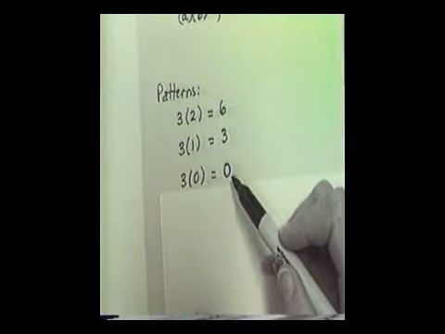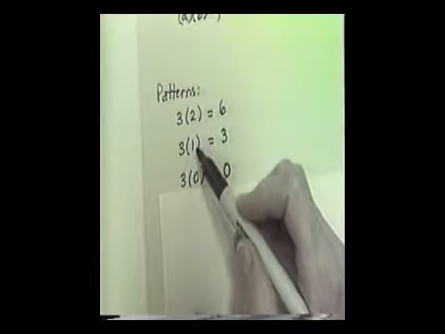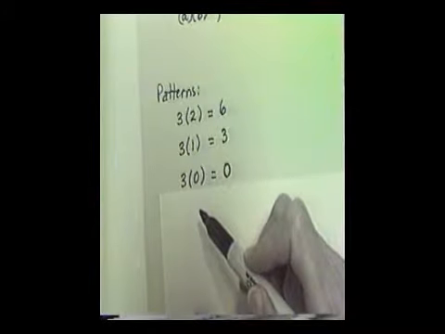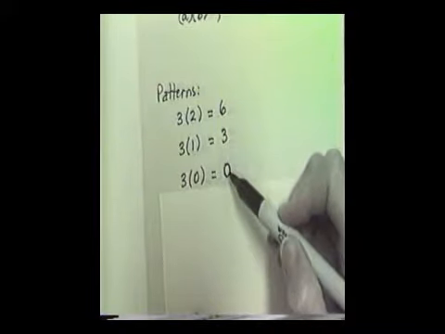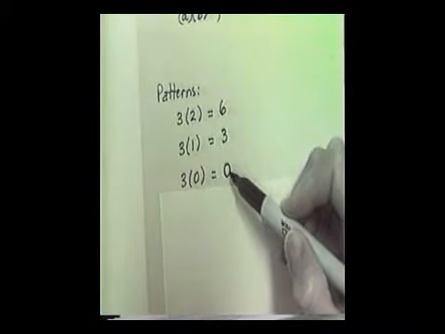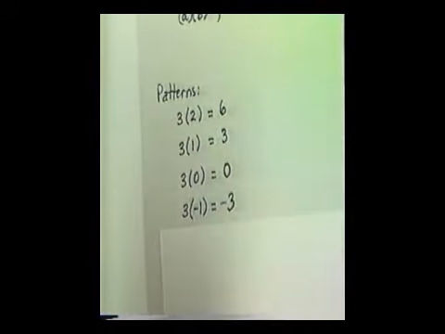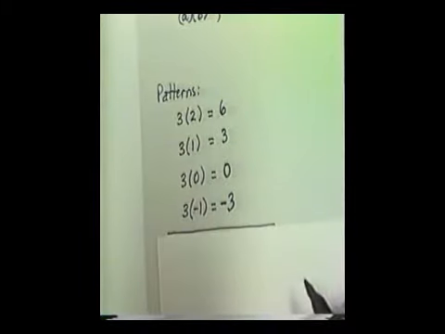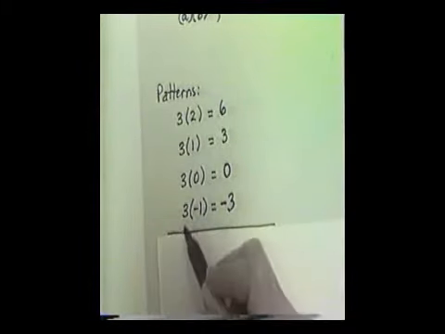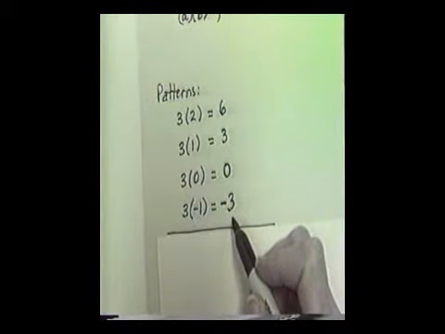That means that the next thing in our list should have the first factor of 3, and then the second factor 2, 1, 0, negative 1 should be next, and 6, 3, 0, going down by 3 each time, we should get negative 3. That means that 3 times negative 1 is negative 3. A positive factor times a negative factor gives us a negative product.